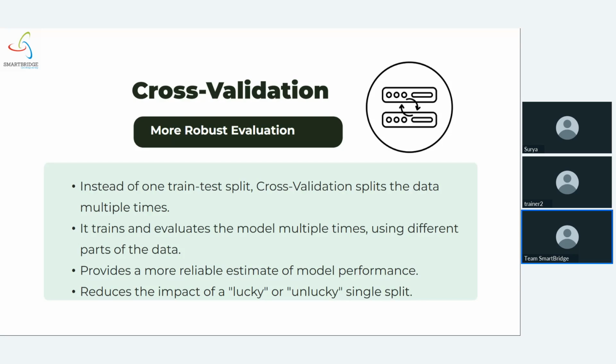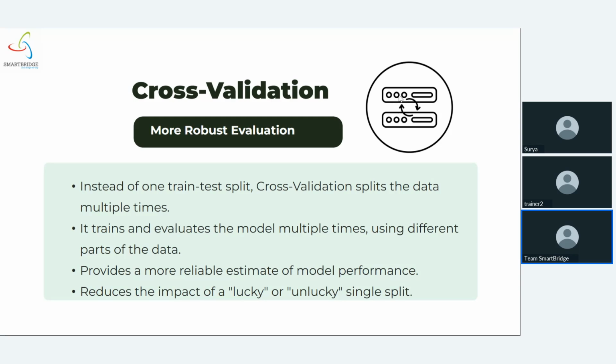So cross validation is used when, instead of one train and test split, you imagine these three things are data sets. The data is being split into three equal parts. Instead of using just one part for testing and two for training, at one stage you will be using this two for training and this one for testing.